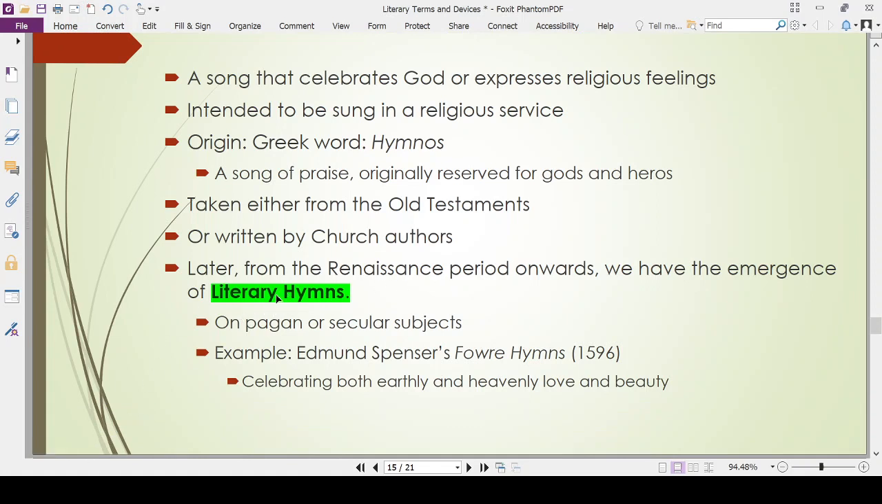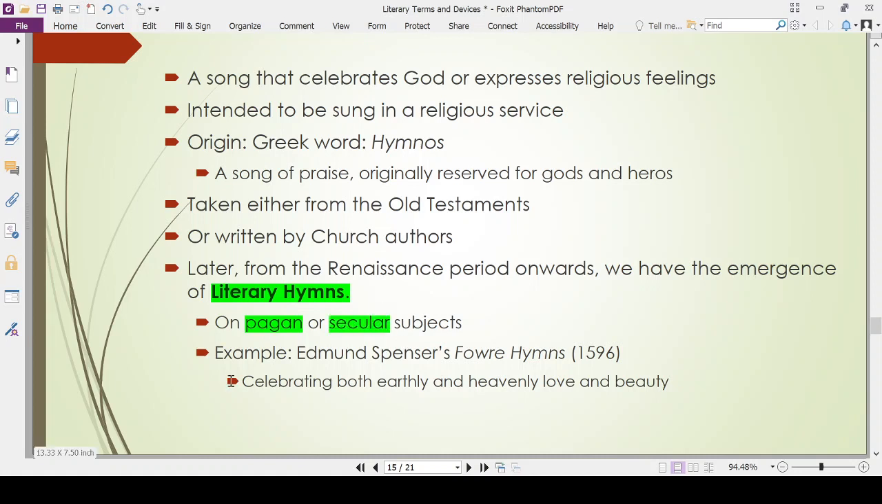And these literary ones are no longer about the Christian God because they were not written to be sung in churches. They were written to be read by ordinary readers like you and me. And that's why the topics are usually either pagan gods, the gods of Greek and Roman mythology, or they are about secular subject matters.